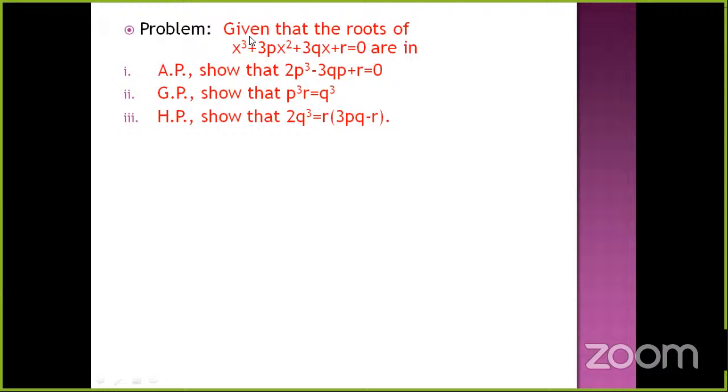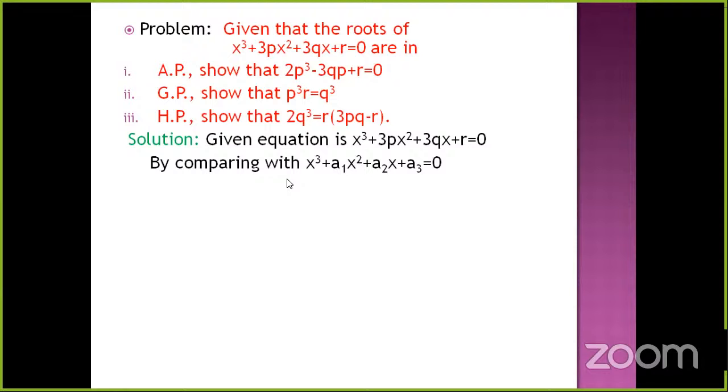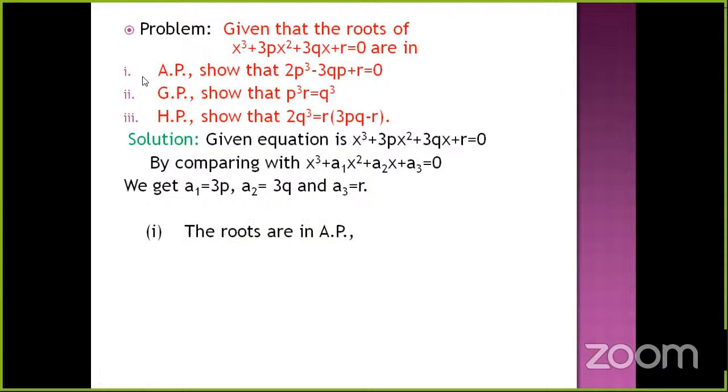First of all, check what has been given. Given the roots of this equation, first write the equation: x cube plus 3px square plus 3qx plus r equal to 0. By comparing this with the standard cubic polynomial, I get a1, the x square coefficient, as 3p, a2 as 3q and the constant a3 as r. Let us check the first condition. If the roots are in AP, I should show the condition 2p cube minus 3qp plus r equal to 0.